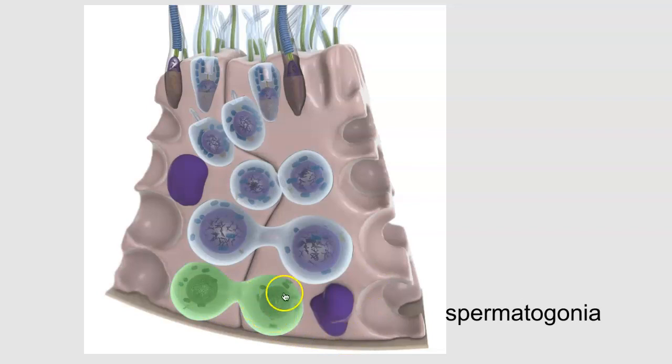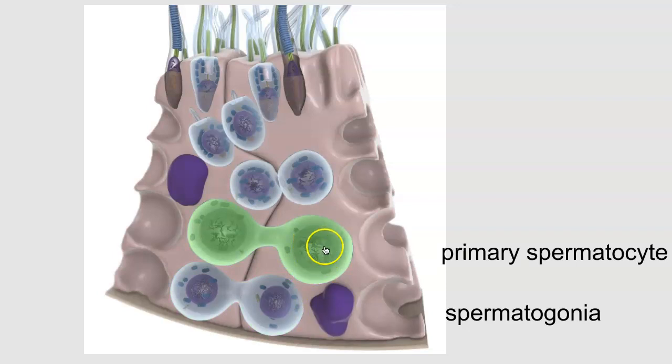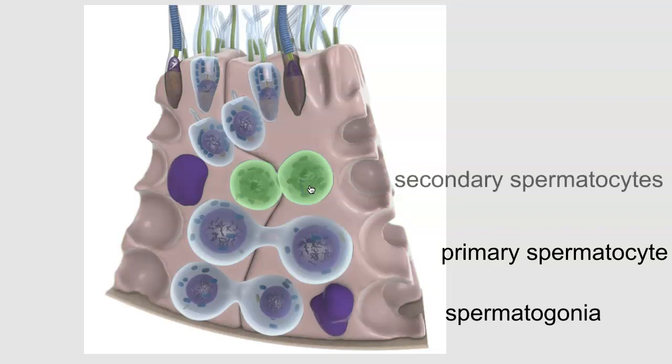Once a spermatogonium enters into meiosis, it gets pushed past the blood-testis barrier, and it's then called a primary spermatocyte. That primary spermatocyte will divide to give rise to two secondary spermatocytes, and then the secondary spermatocytes divide to give rise to spermatids, early spermatids, and then late spermatids.